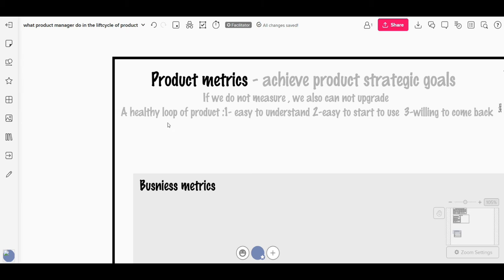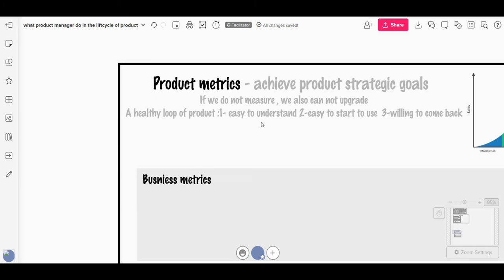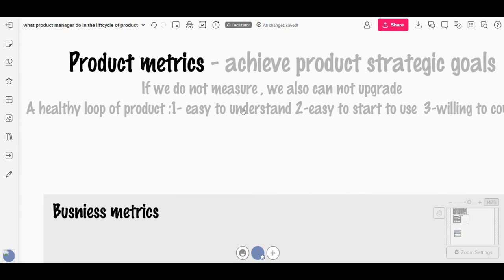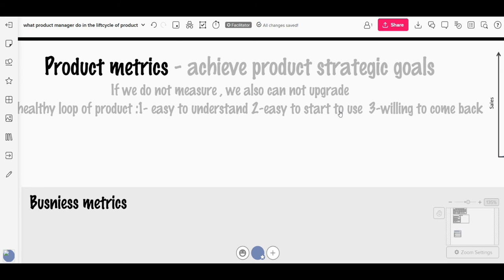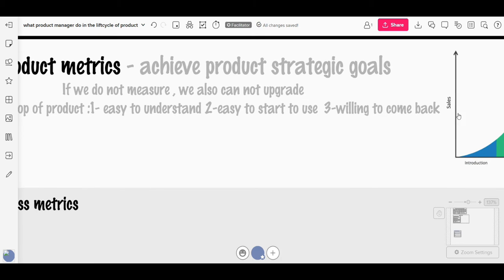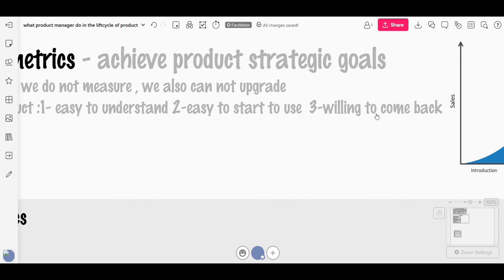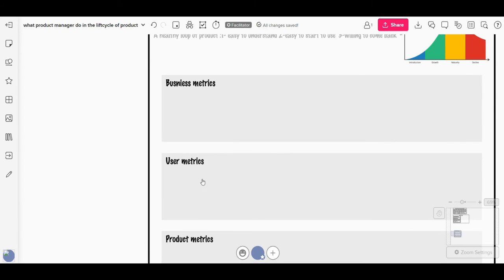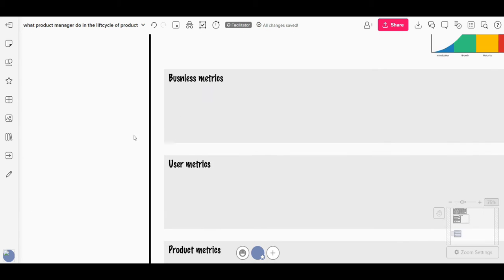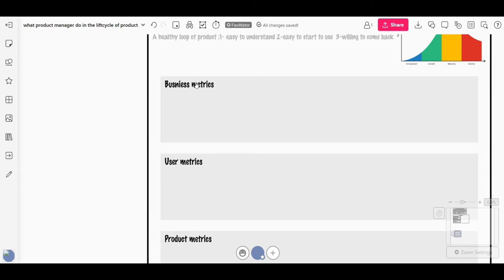Normally, a healthy loop of one product is, first, the product is easy to understand, and also it is very easy to start to use. And last but not least, the customers want and are willing to come back to our product to use it and explore. So there are three different kinds of metrics related to products, in my own opinion. Let's see the first metric, the business metrics.